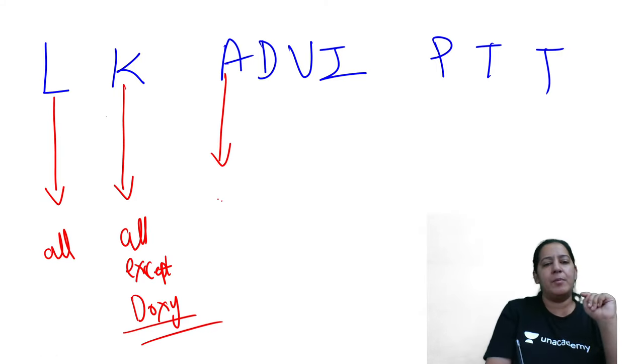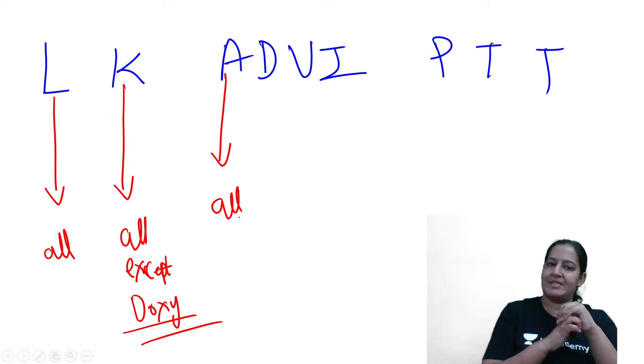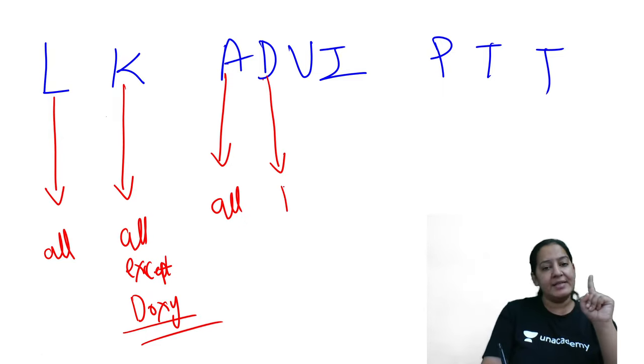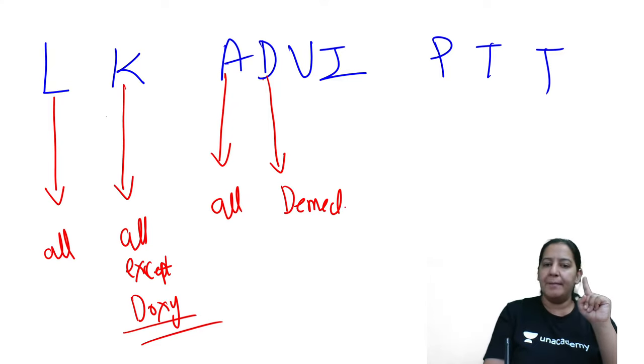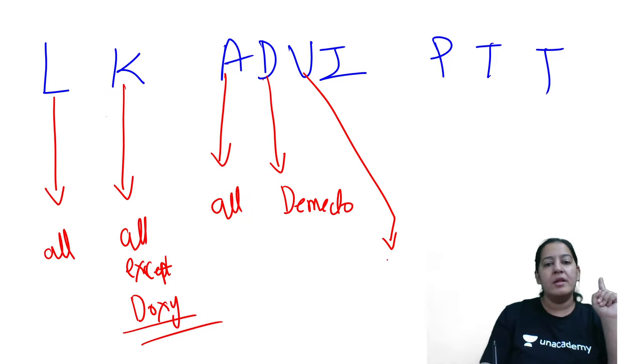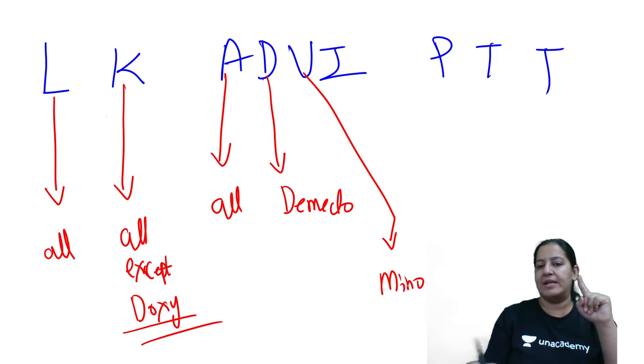A is anti-anabolic. All are anti-anabolic. There is no exception. D. What is D? D is diabetes insipidus. That is caused by only one, demeclo. Demeclocycline causes diabetes insipidus. V is vestibular toxicity. That is ataxia, nystagmus and vertigo. That is only caused by minocycline. No one else. So only minocycline is vestibular toxic.